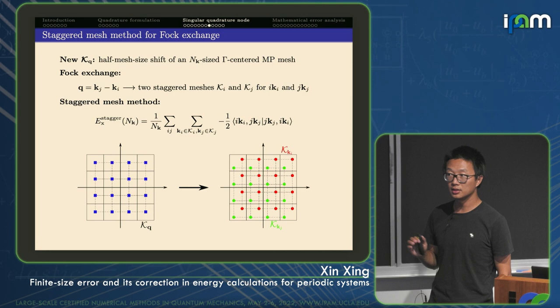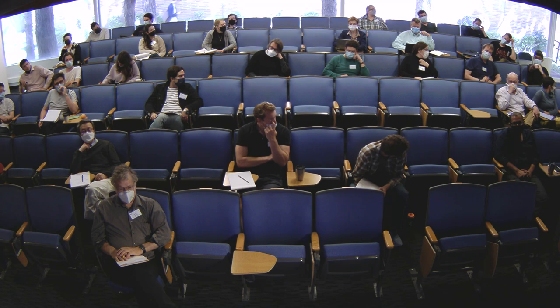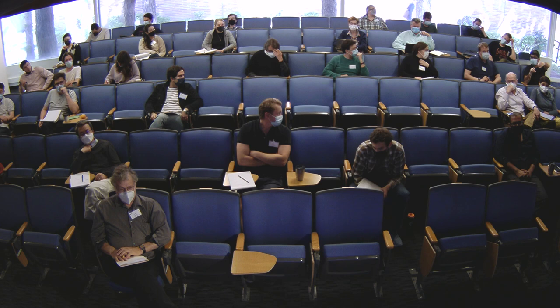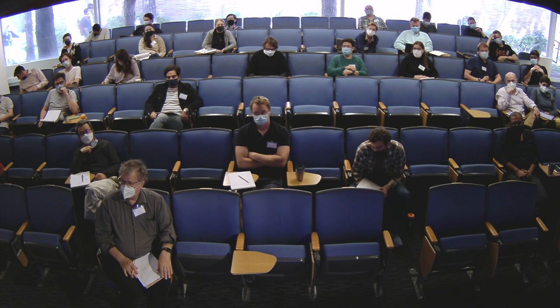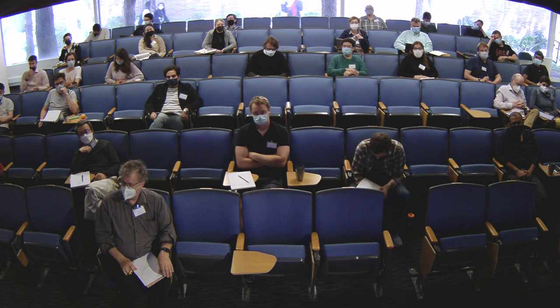With the staggered mesh, once you do that, wouldn't you need basically a shifted set of functions to evaluate the integrand itself? Yes, that's correct. That means you sort of need to diagonalize twice at a different set of functions. Is that correct or not? You mean, if I understand right, the question is about we need to compute the orbitals on both meshes. Yes, that's true.